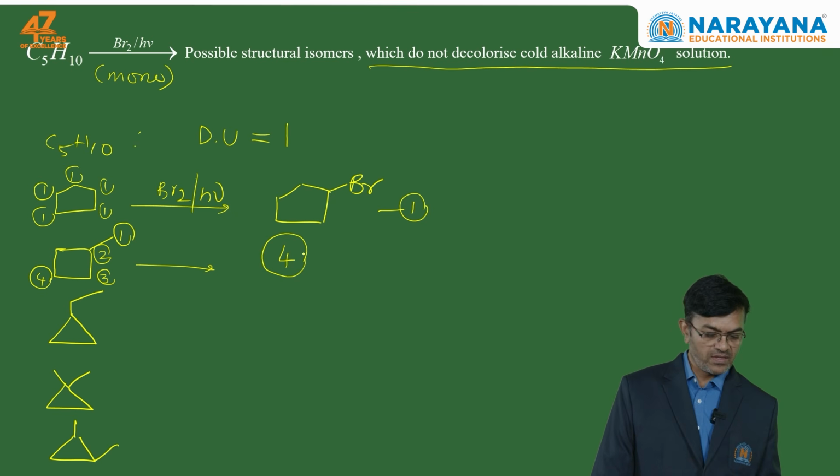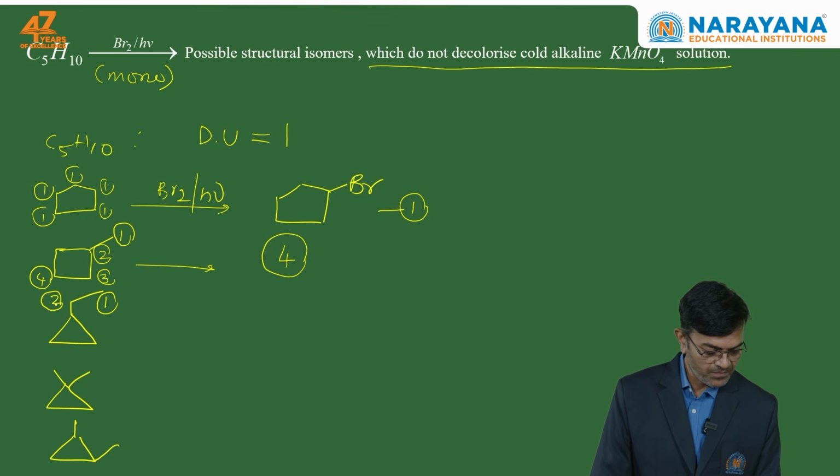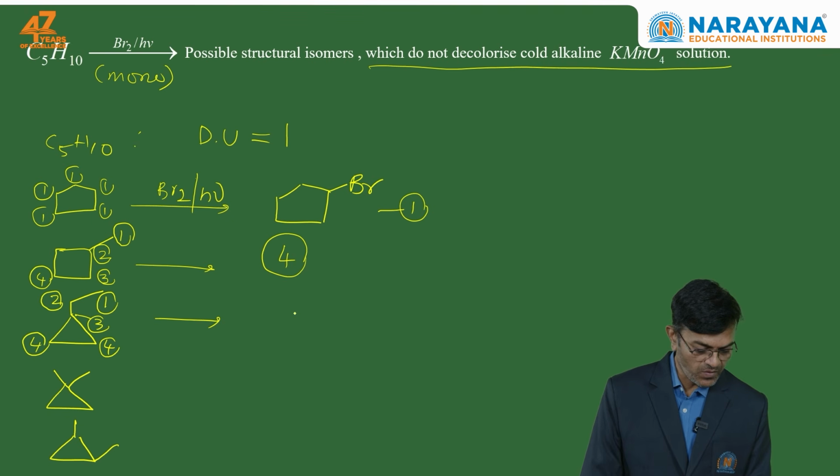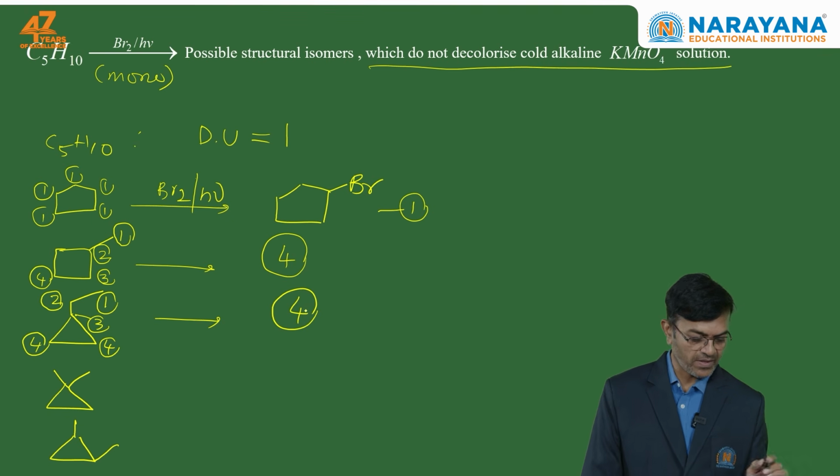Now let us check the different hydrogens in ethylcyclopropane. One possibility here, second possibility here, third possibility here, and fourth possibility here. This is also same, fourth only. That means once again 4 more products will be obtained.